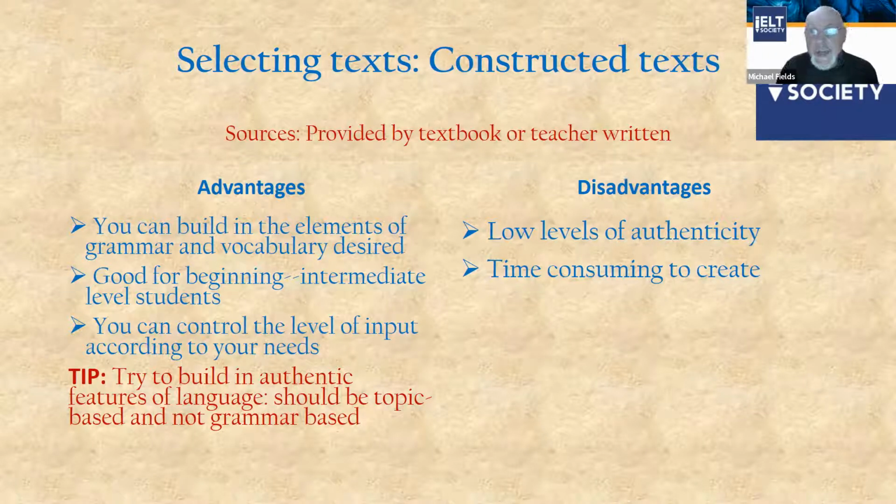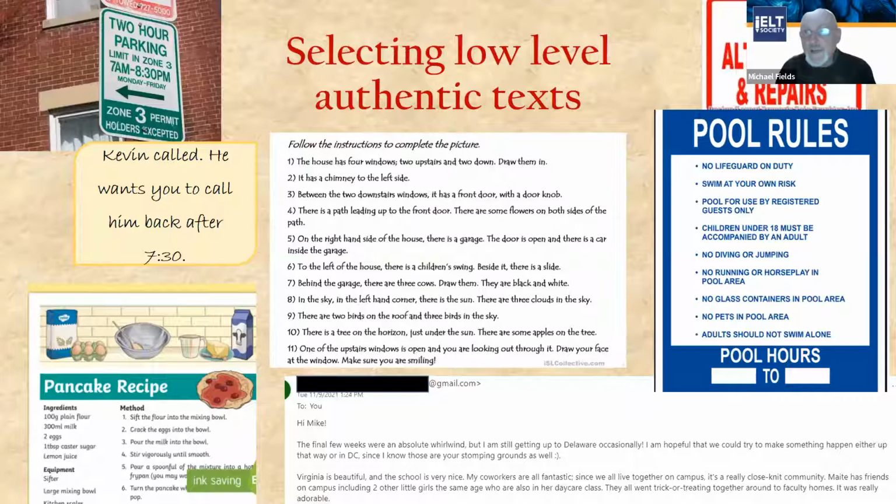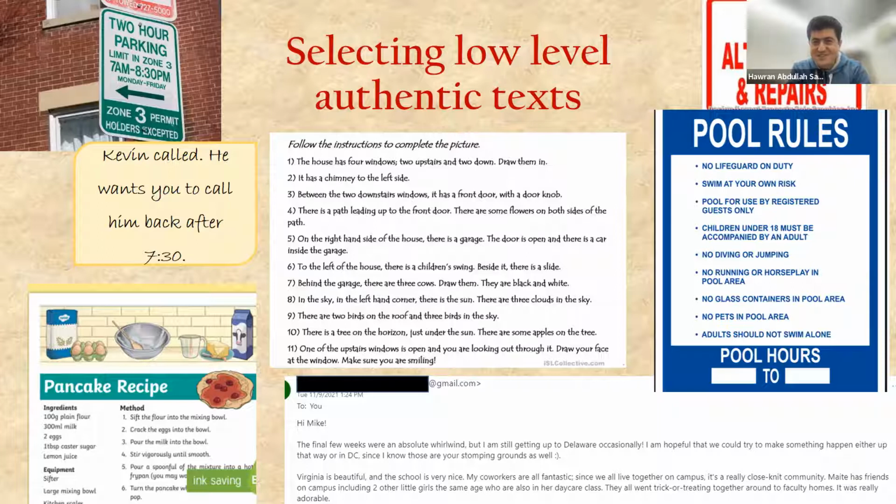I just want to give you some examples. If you look at our screen, what are we looking at here? Anyone have a guess about what this is? Low-level authentic texts. It's written. Yeah. If you did want to use authentic texts at a very low level, these are just some examples.